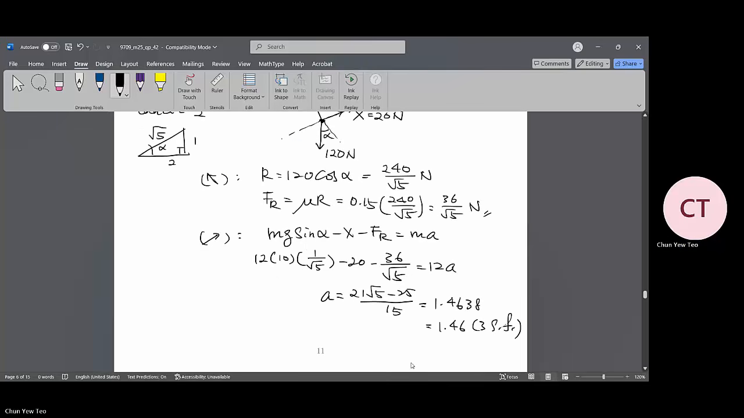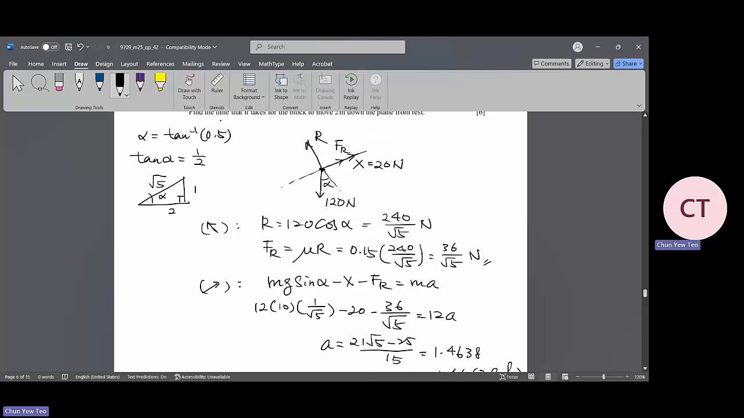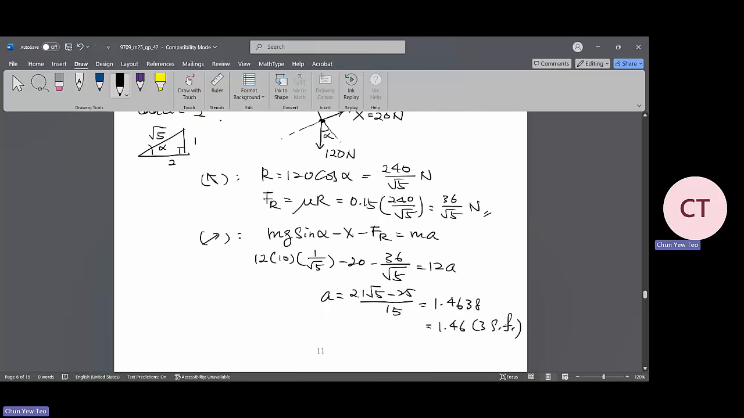Done. Oh, sorry, haven't done yet because they're looking for time. Okay, so after we found the acceleration, then the time taken: s is equal to ut plus half at squared. So your distance travelled is 2 meters. Your u starts from rest. Then your a just now we found is 1.4638. The time you do not know. Over here, now you press the calculator. Now you can get the time is 1.65 seconds. So that will be the answer for question number 6A.